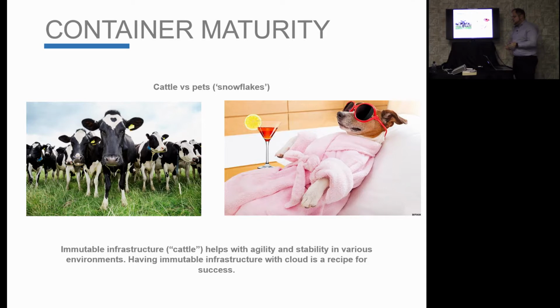So if we go back to the cattle and pets analogy, if we do containerization properly and we're using DevOps and we are creating these containers through some kind of CI/CD process, there's no need for us to harden the containers themselves, although that may be a good idea.